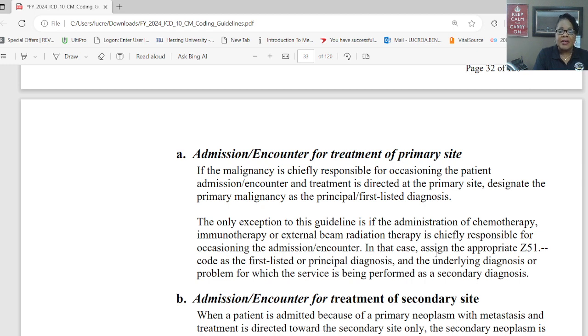In that case, then assign the appropriate Z51 code as the first listed or principal diagnoses, and then the underlying diagnoses or problem for which the service is being performed as a secondary diagnosis. So if they're coming in for chemo, immunotherapy, or external beam radiation, then because that is the reason for the admission, the chemo, then that chemo code Z51 should be listed first, followed by the diagnoses that justified the chemo.